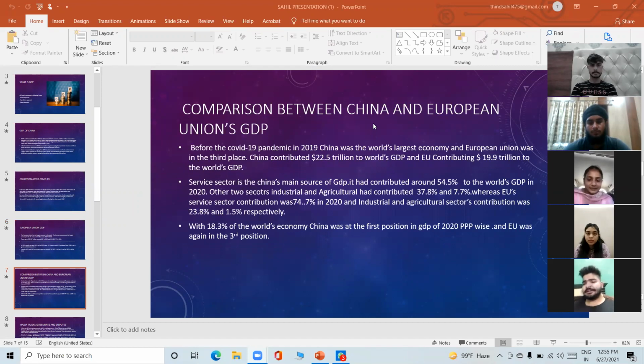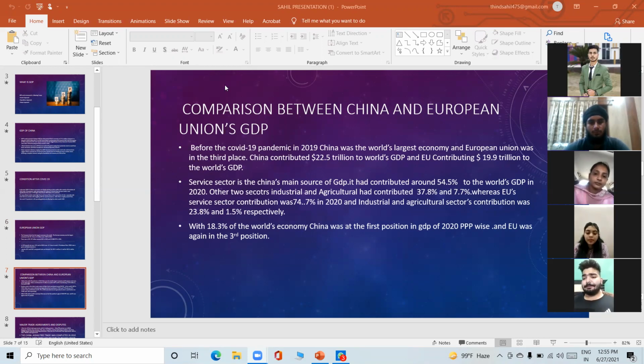Comparison between China and European Union's GDP. Before the COVID-19 pandemic, in 2019, China was the world's largest economy and the European Union was in third place. China contributed $22.5 trillion to the world's GDP, and the European Union contributed $19.9 trillion.